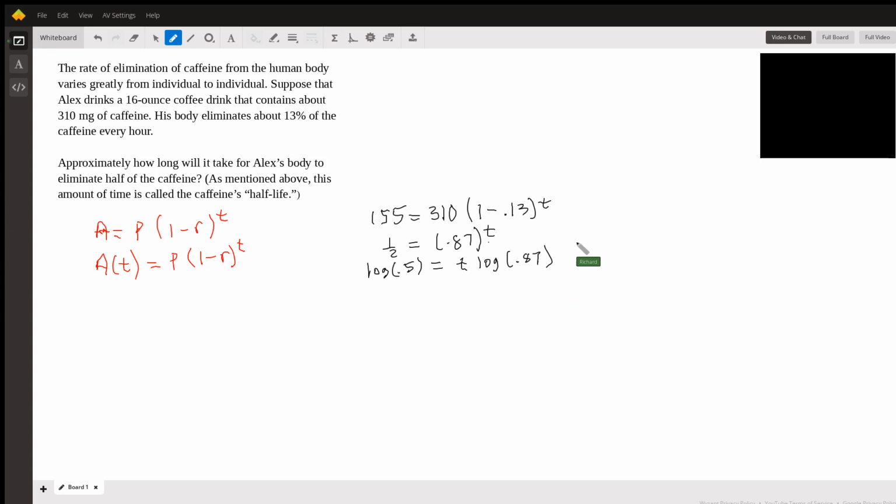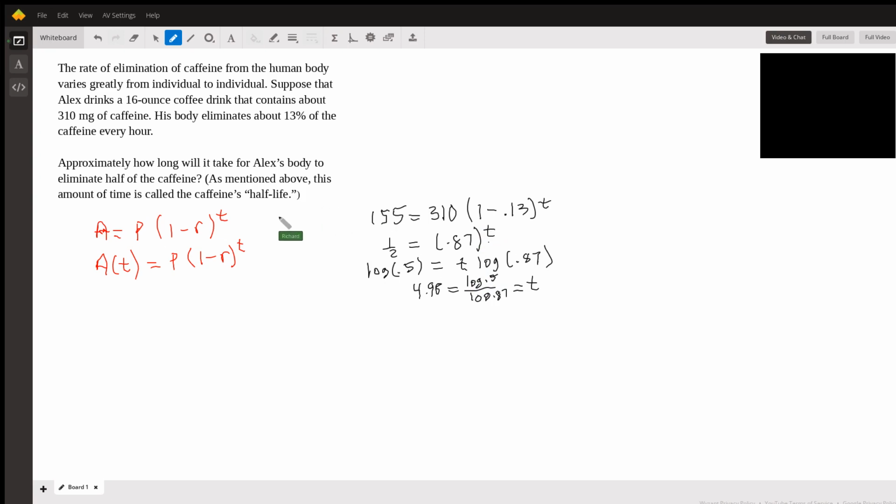So t is going to be log of 0.5 over log 0.87. And if you go on your calculator, you'll see that you get 4.98. So it'll be almost 5 hours later when Alex eliminates half the caffeine that his body consumed. And that's all there is to it.